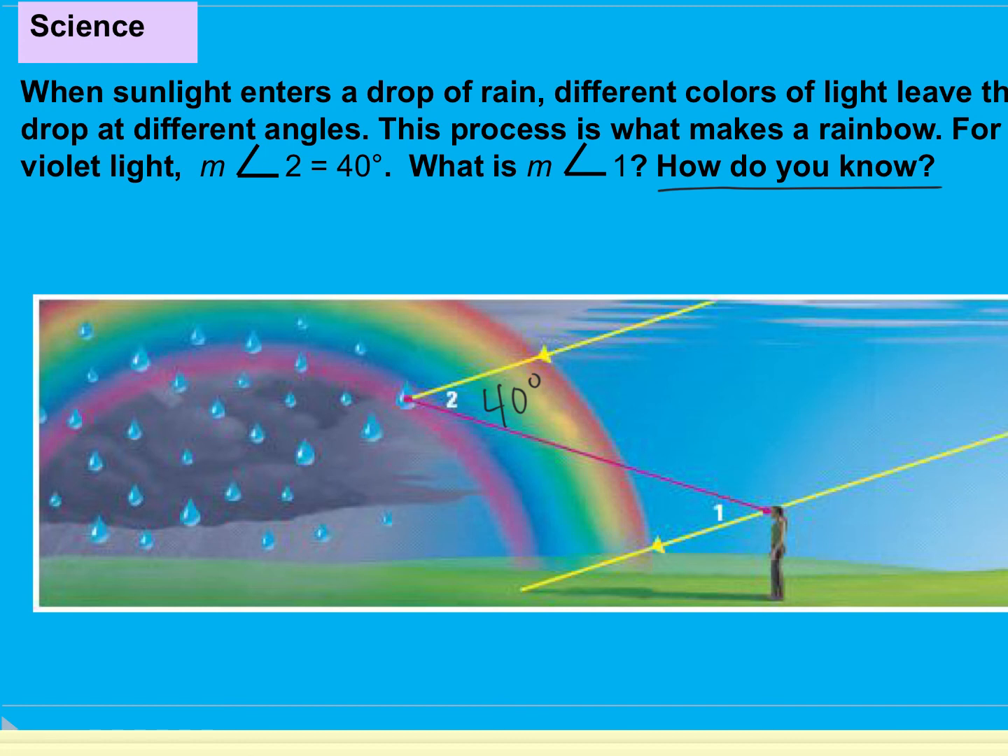Would you do 180 minus 40? 180 minus 40. And what would you get there? You would get 40. Oh no, sorry, 140. 140. Okay? So you're saying the measure of angle 1 is 140 degrees? You're saying angle 1 is 140?